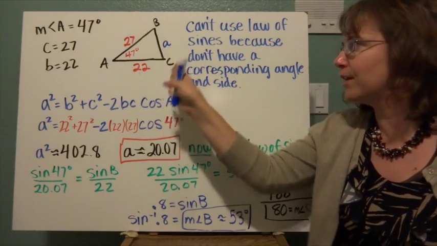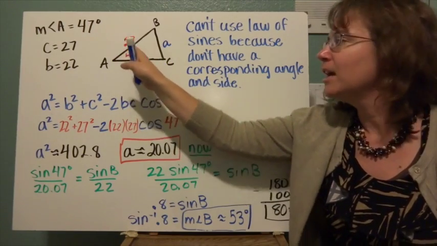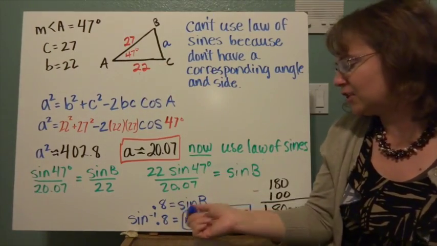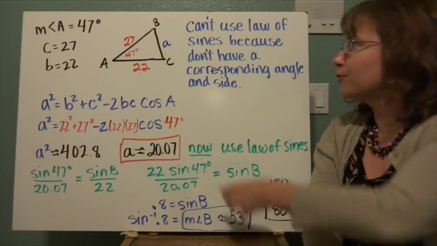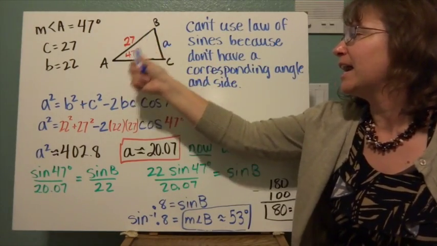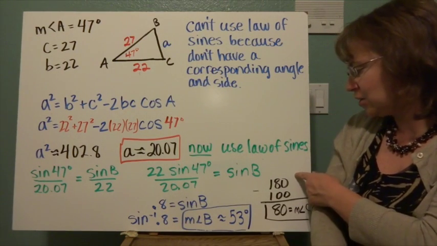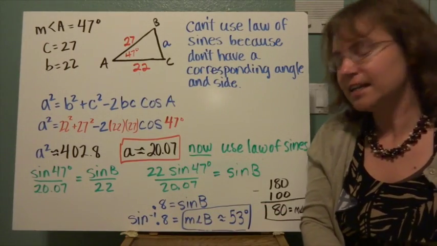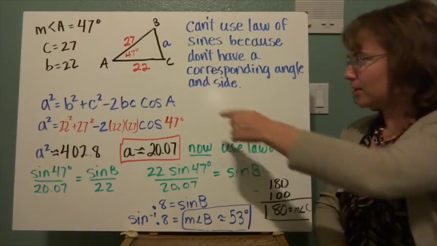And now I need to make sure I've solved all my side lengths, which I was given 2, so I'm okay there, and all my angles. So I have my measure given to me here, and I just solved my measure for angle B. Now to solve my measure for the last one, my angle C, I can just add these two and subtract them from 180. So 180 minus 100, 47 plus 53 is 100, gives me 80 degrees, and that's the measure of my angle C.